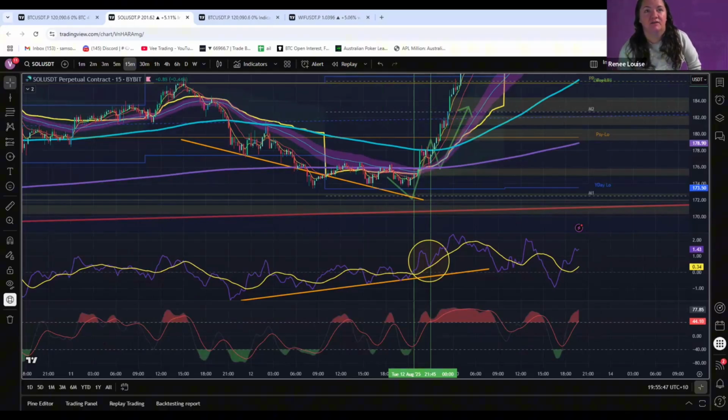So you're looking for what we call confluences, all the indicators lining up to create a story to show you what's happening with the price.